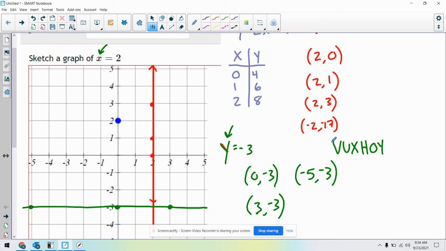Okay, vuxhoy. Vertical lines have a slope that's undefined. We won't really need that too much. With an equation x equals. Horizontal lines have a slope of 0, and their equation is y equals. So just kind of remember that when you see an x, that should represent a vertical line at that x value of 2.